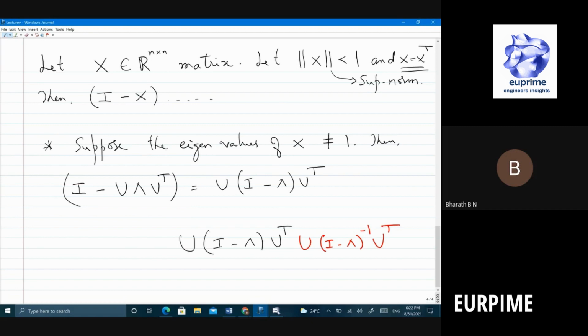What do you think is the answer? This is identity, right? Similarly, let me call this X inverse. Okay, it's a symmetric matrix, right? X inverse is also symmetric, right? So I could come up with the inverse of X when the eigenvalues of X are not equal to 1, right? Let's see, when does this happen? So we need to check this, right? Let's see how to check this.